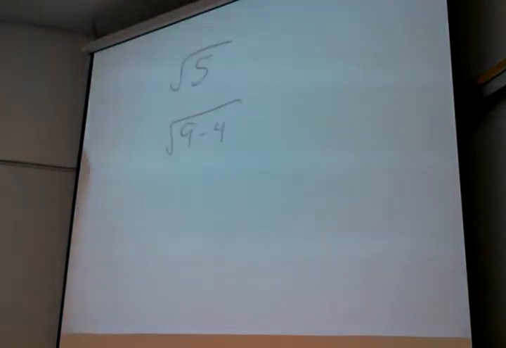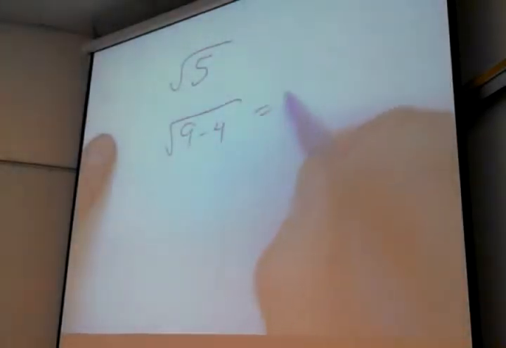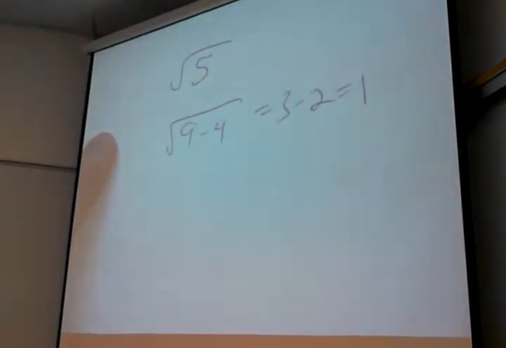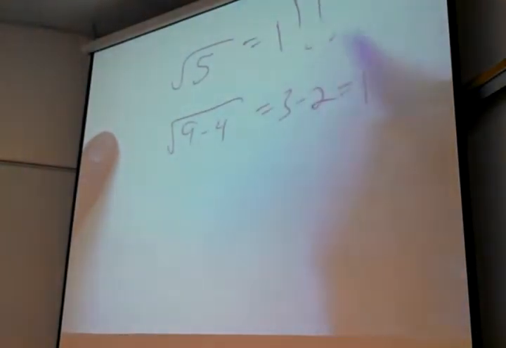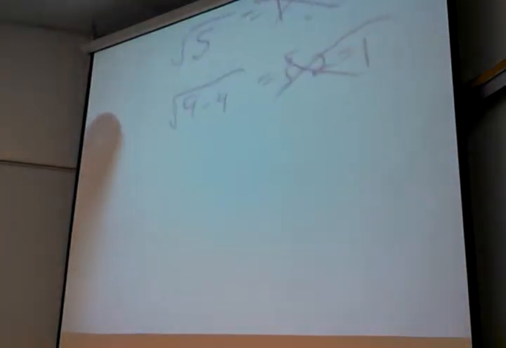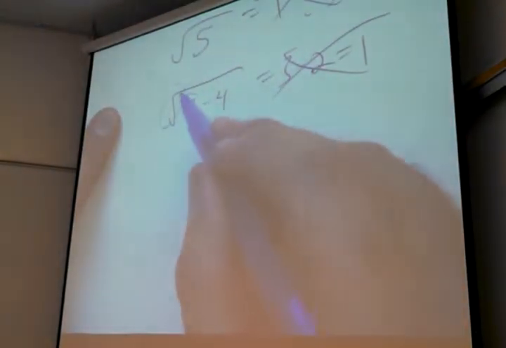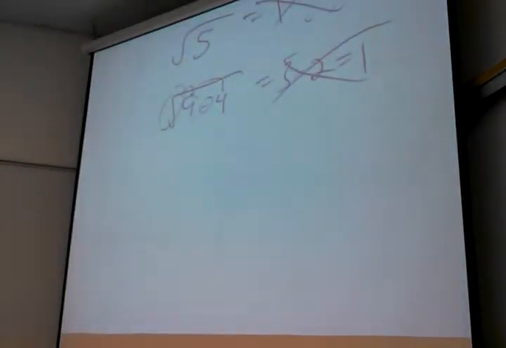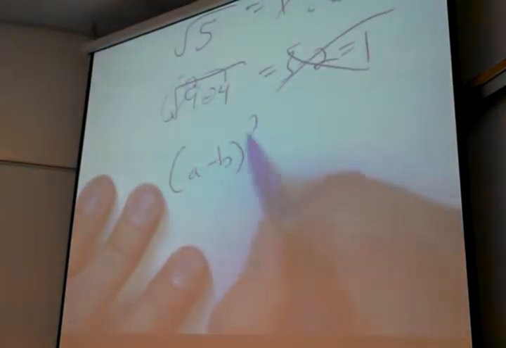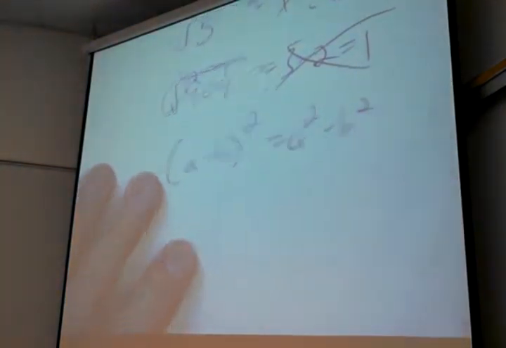Is that true? If you think that this is true, that's wrong, because then you're telling me that the square root of 5 is 1. No. Right? I can't distribute a square root across a minus sign, because what really is a square root? It is a power. And we know that if I said a minus b squared, you are not going to tell me that's the answer.